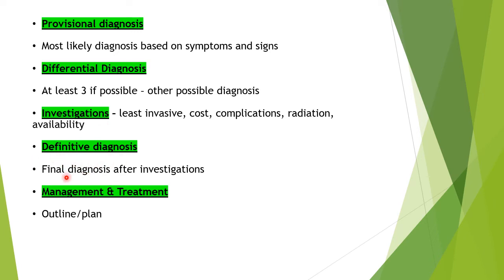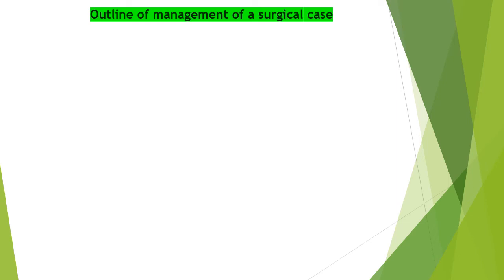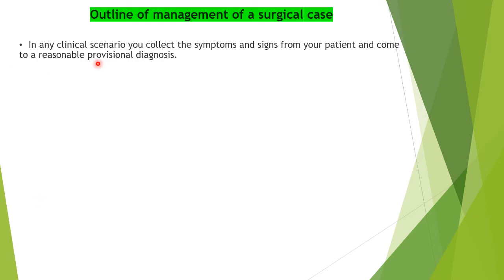Definitive diagnosis may be established after the investigations are complete. And once you get a final diagnosis, then you go into management and treatment, and you must have an outline of the plan for the treatment of this patient. Okay, now what is the outline of management in general for surgical cases?